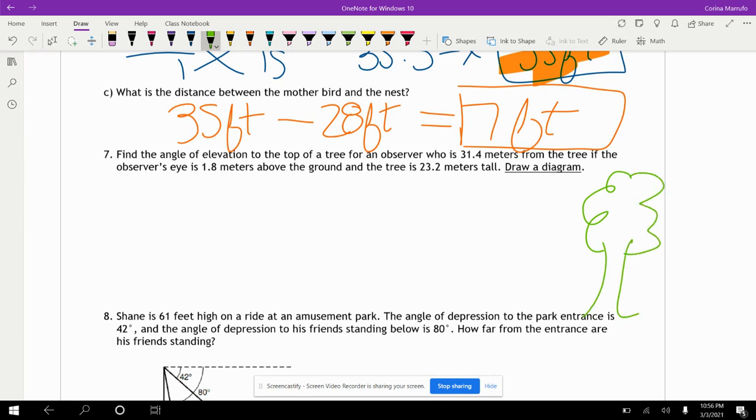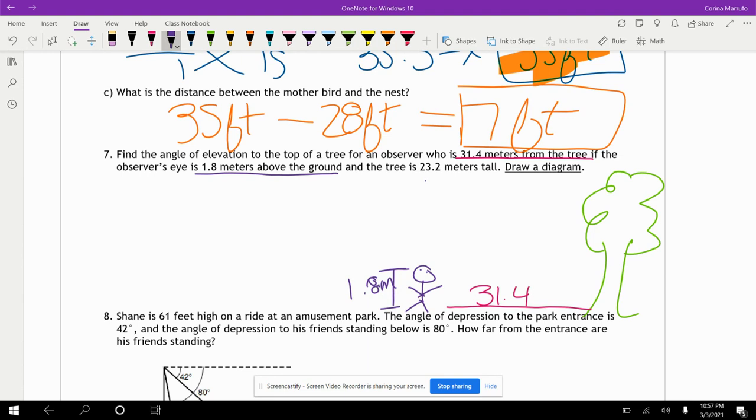Okay, so it wants us to find the angle of elevation. So we're looking for the angle for an observer who is 31.4 meters away from the tree. So from here to here is going to be 31.4. If the observer's eye is 1.8 meters above the ground, so here's my observer, here's his eyes, and from here to here is 1.8 meters.